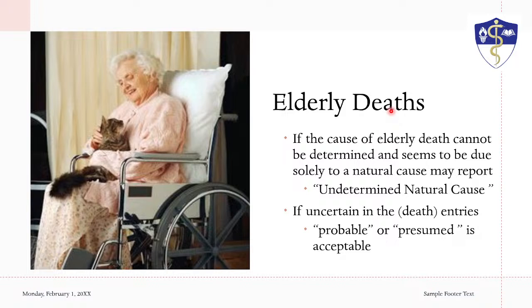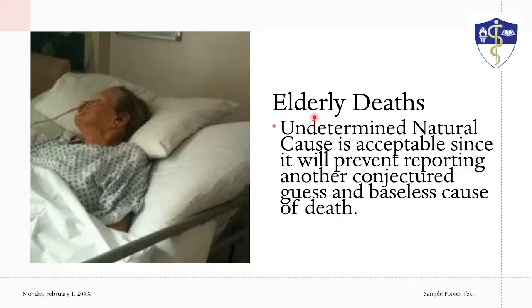Probable myocardial infarction, because the patient happened to say that the chest was painful, that there was chest pain the night before. Okay? So, that's possible. You can place probable or presumed myocardial infarction. That's allowed, so that it will be included in the overall statistics. For elderly deaths, undetermined natural cause is acceptable since it will prevent reporting another conjectured guess and baseless cause of death.